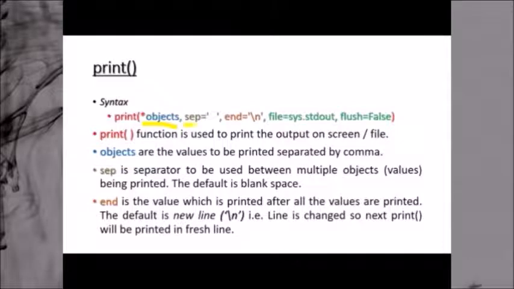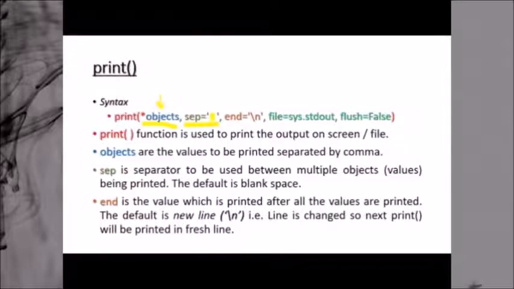After that you will have the separator. The sep is the argument, which you refer to as separator, and after the equal sign you get a value. This is a blank space. So this is the default separator. By default the separator is a blank space. It means if you are printing multiple objects, in between two objects you will get a blank space as the separator.